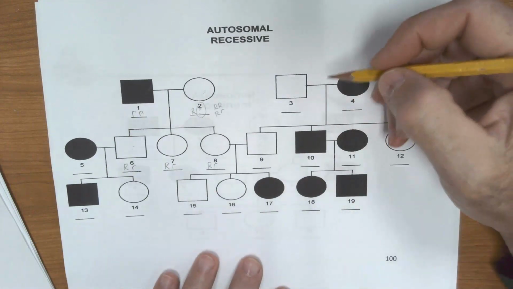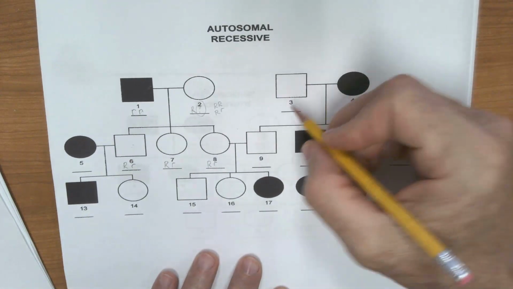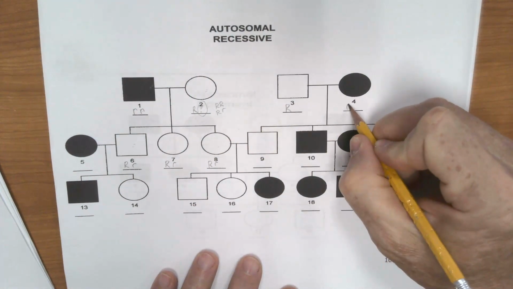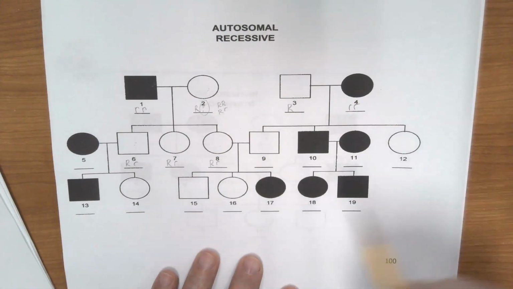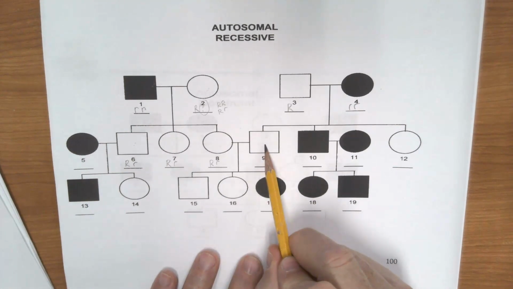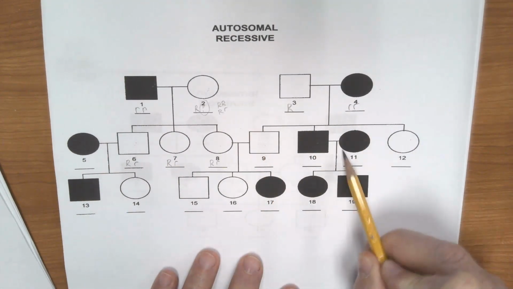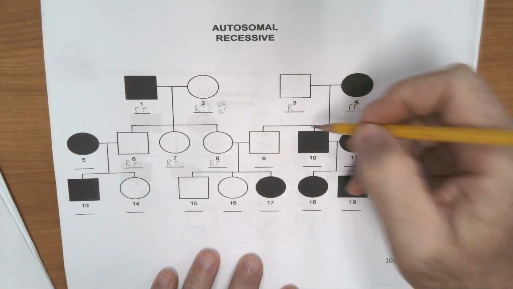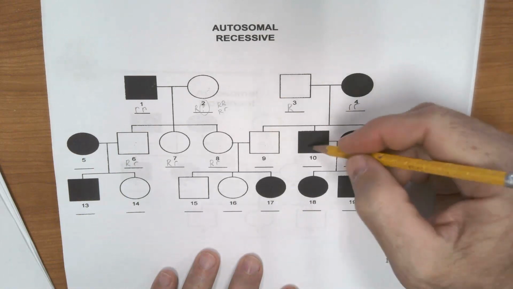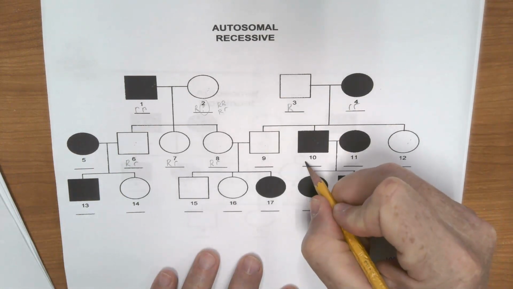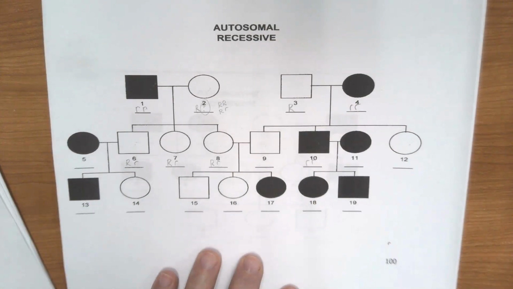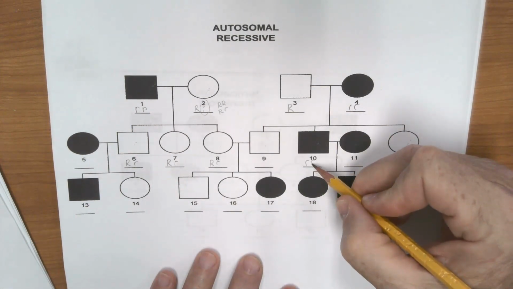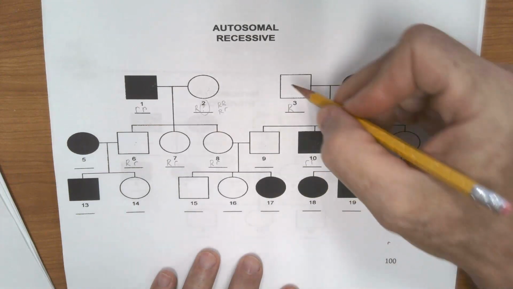If we look at this set of parents, here is dad. We know that dad is at least that. We know mom is this. Their kids are 9, 10, and 12. Not 11, 9, 10, and 12. If we look at this particular son, we know that kid is this. Well, he got one of these alleles from mom. Where did he get the other allele from? He got it from dad.